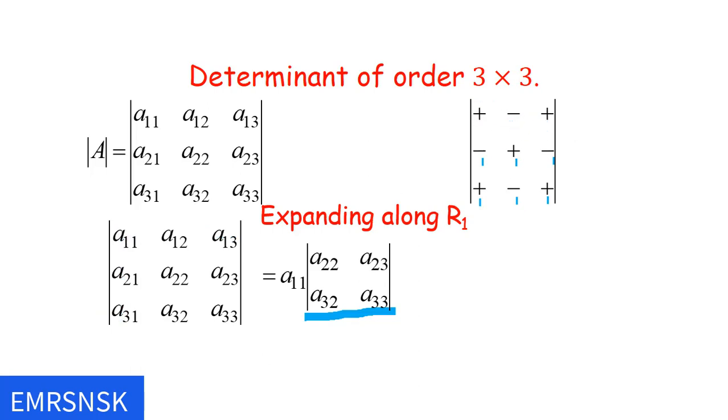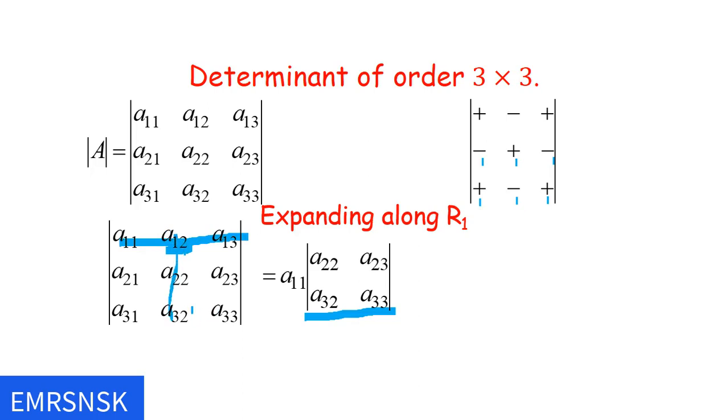Now, A12 will be what? A12 will be this element, and the sign convention is negative, so this element will be negative A12. A12 means remove first row and second column.